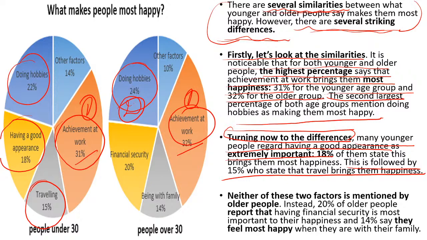Next, neither of those two factors is mentioned by older people. So what are the two factors that are not mentioned by the older people? Instead, 20% of older people report that having financial security is most important to their happiness.